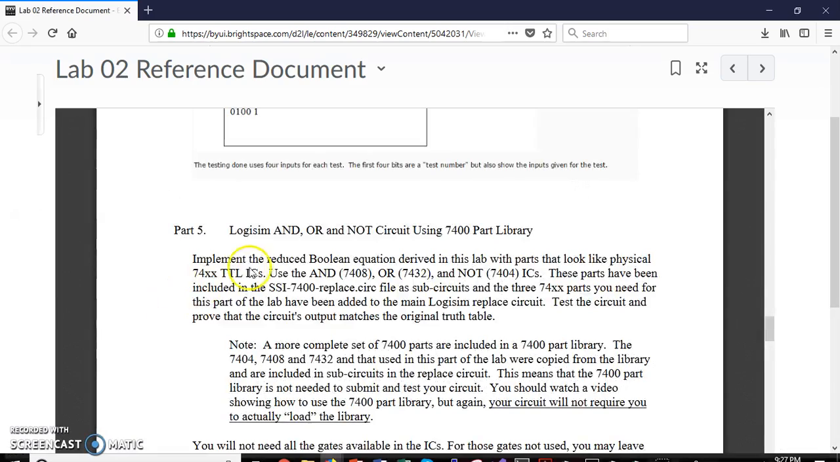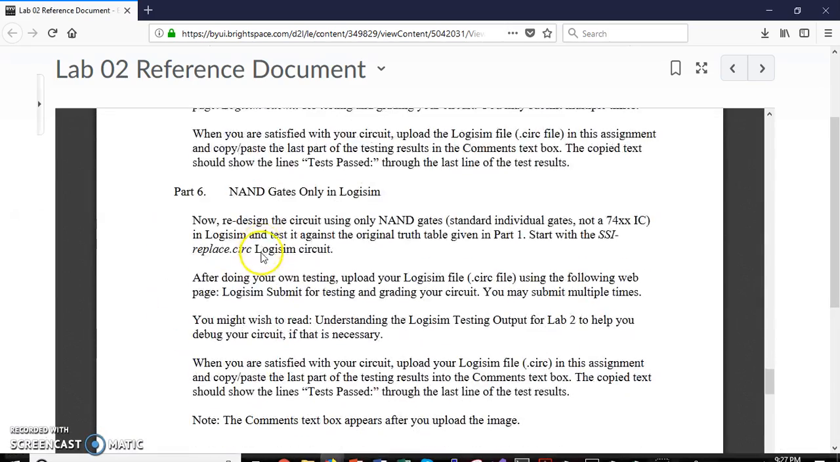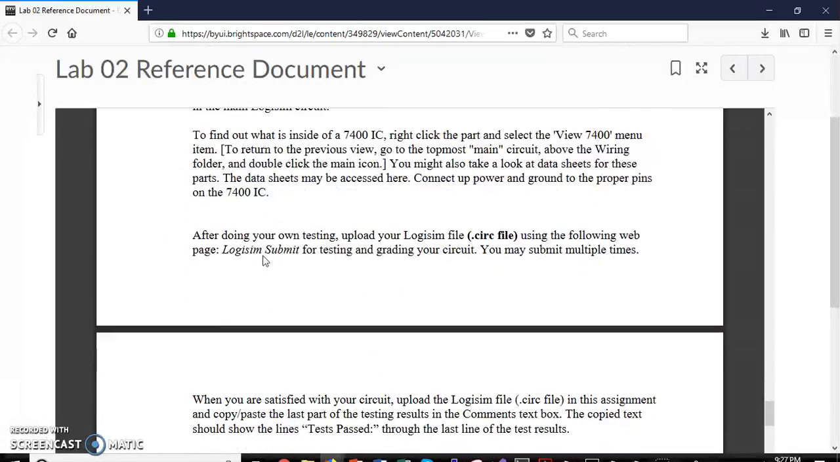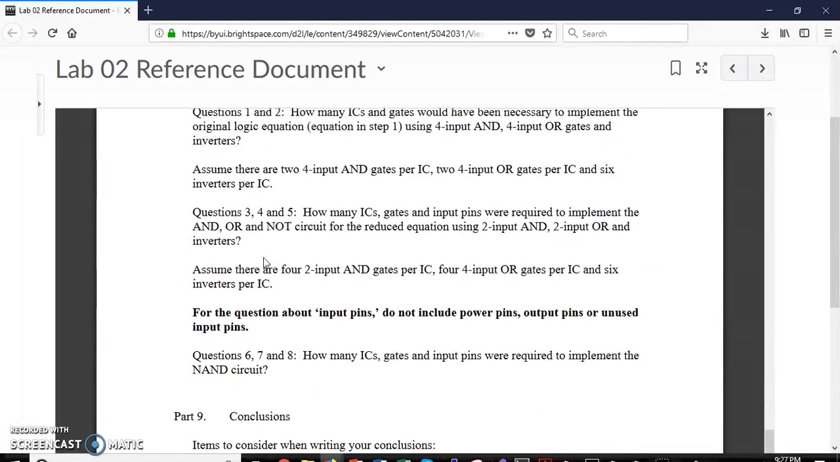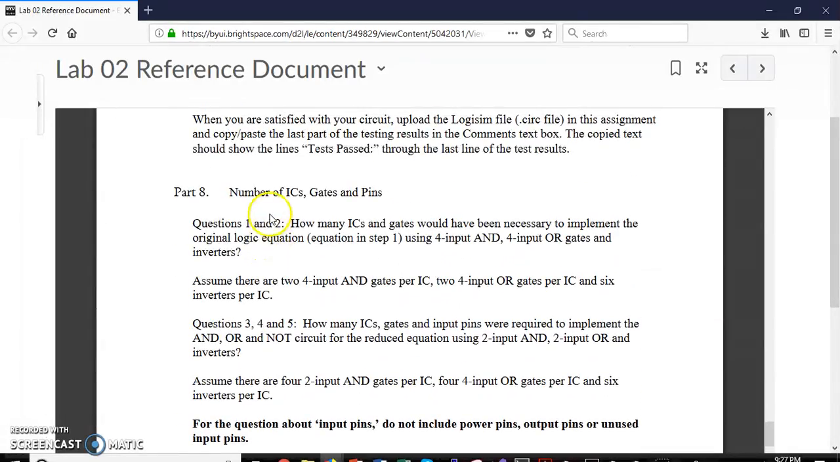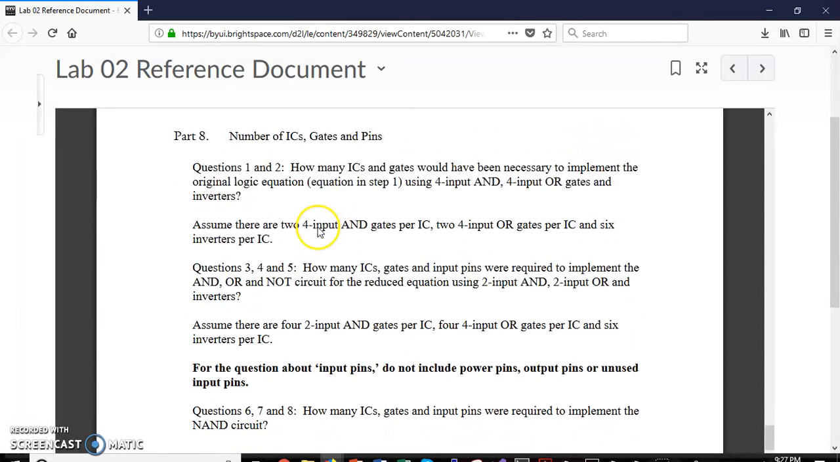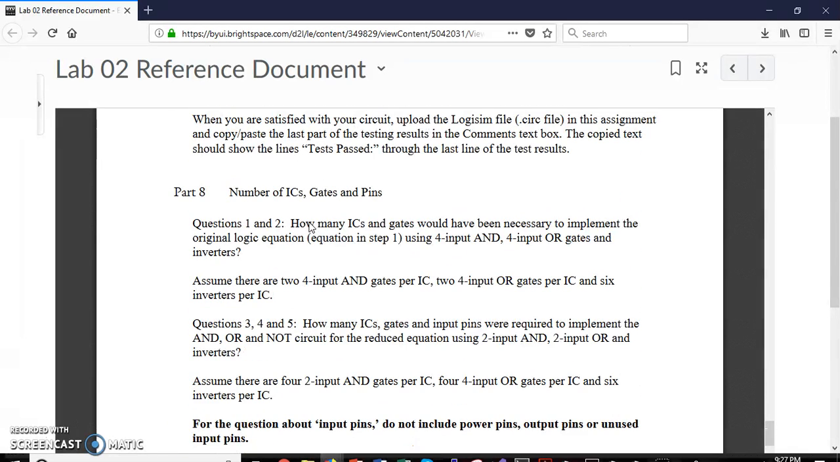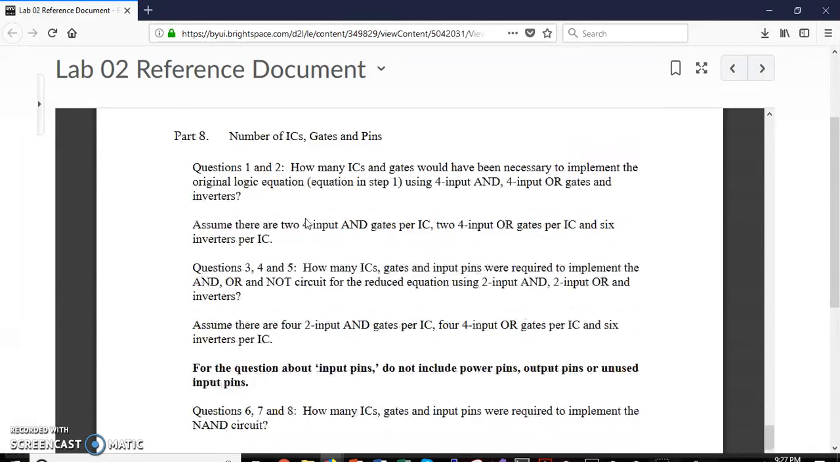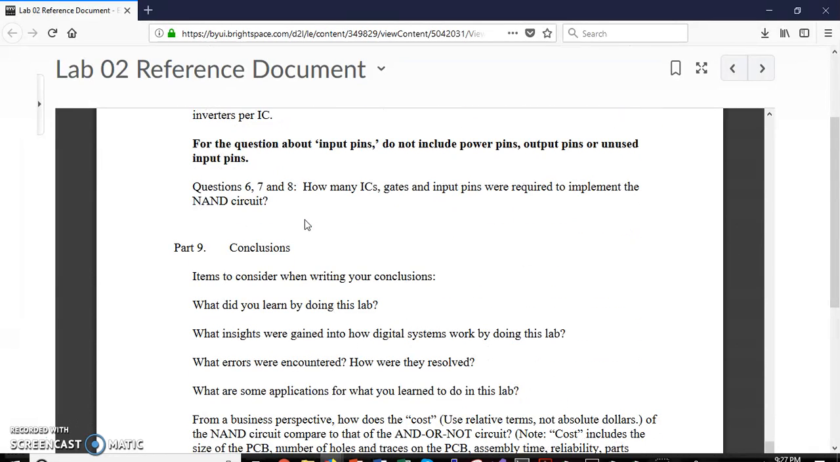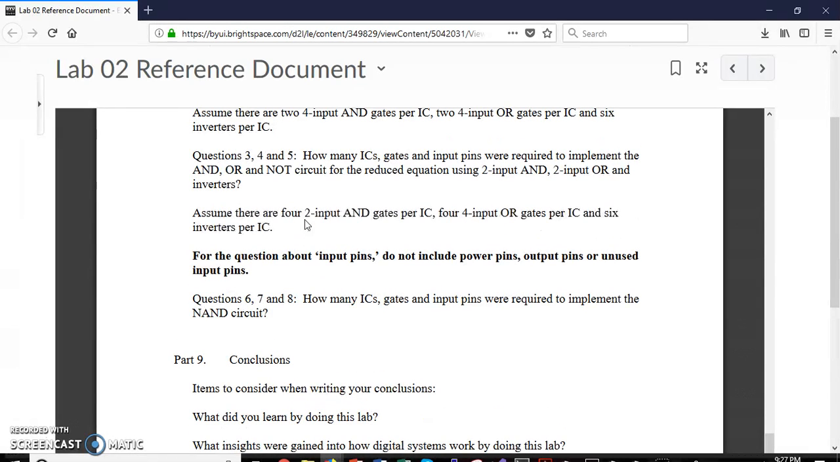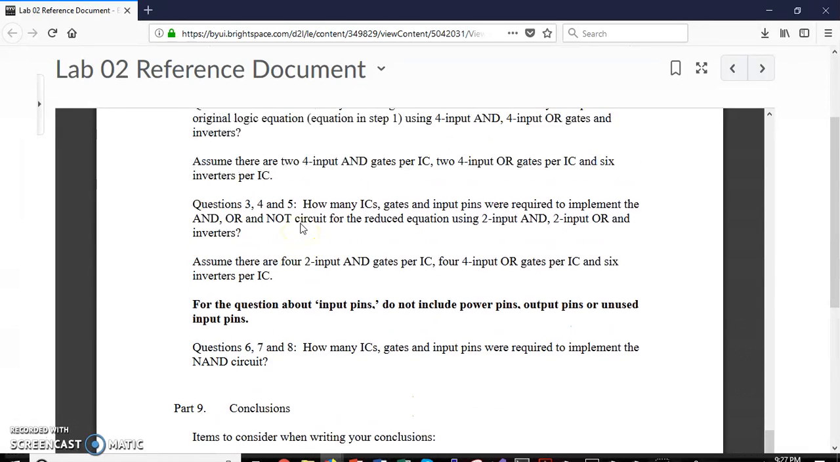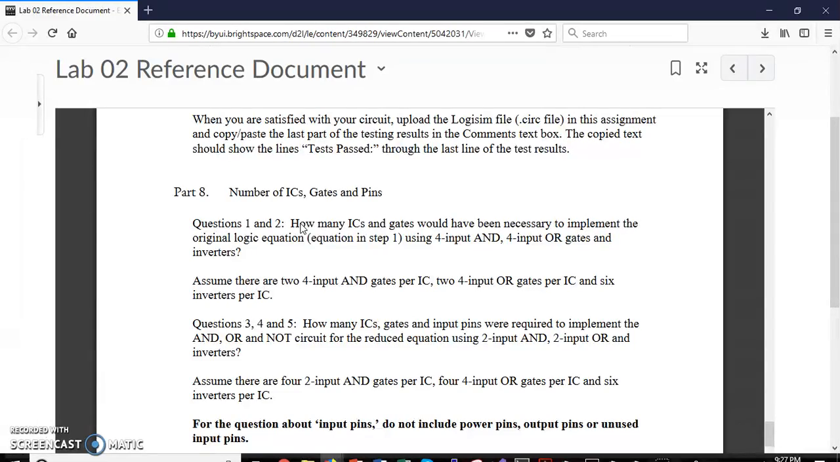The final part of our lab here was just a write-up where we came up with the number of gates and pins, and that was a little bit tricky. It just required a lot of critical thinking and a lot of counting, which, to be full disclosure, I wasn't great at. But we got through it.